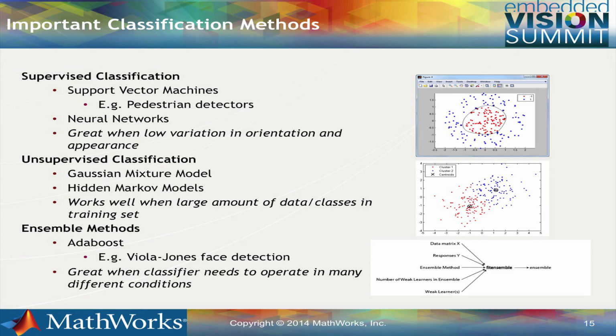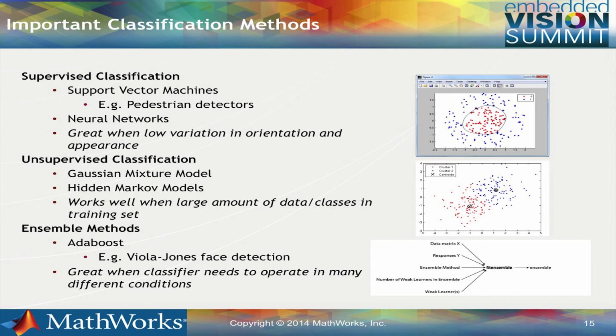Now, unsupervised classification is more similar to clustering, and this can often be used as a precursor to supervised classification. If you have a lot of data and you don't know how many classes you have and you want to cluster them, an unsupervised method would work particularly well.